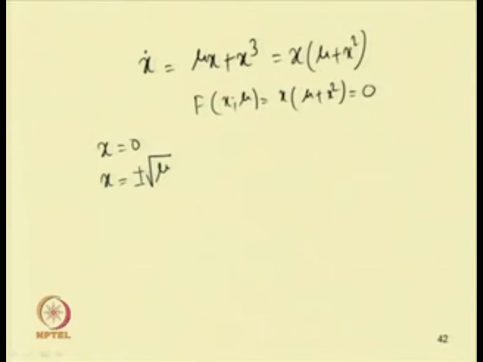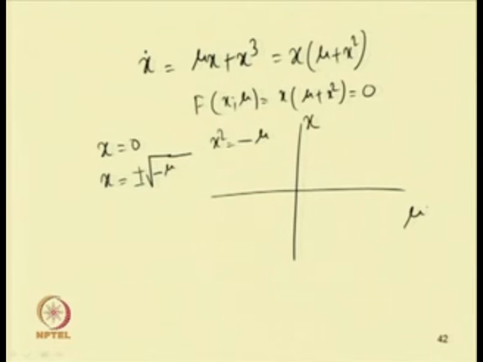So, the solution becomes plus minus. So, we have x square equal to minus mu. If we want to plot the solution in this x-mu plane, so this is x and this is mu. If we want to plot this curve, for negative values of mu this term becomes positive. So, we will have two positive solutions, and also this is the trivial solution.